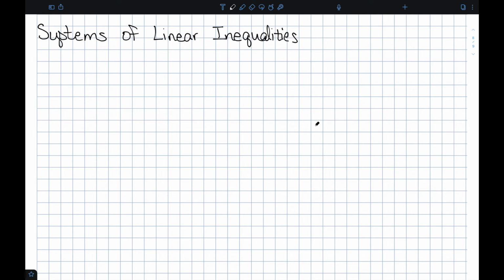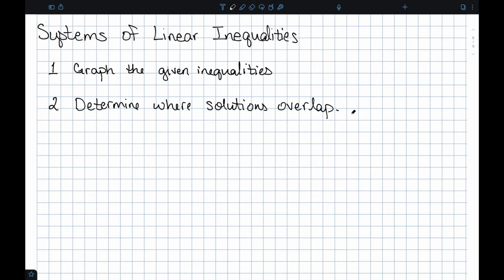Let's look at how to solve systems of linear inequalities. The first step to solving a system of linear inequalities is to start by graphing the given inequalities. And then we just determine where these solutions overlap to get the solution to this system. Let's look at some examples.